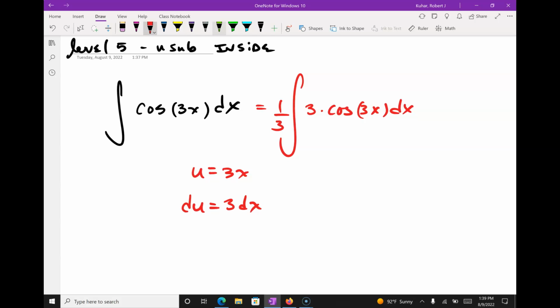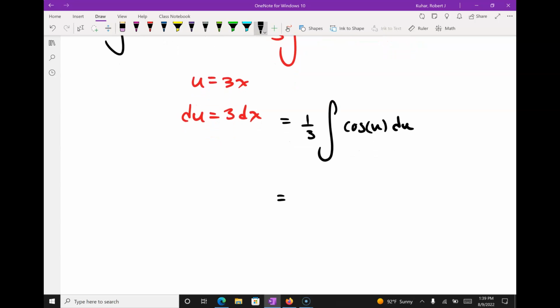But now I recognize, underlined in green, what do I have? Good. And what do I have underlined in purple? Cos of what? Cos of u. So I have 1/3 integral of cos of u du. Oh, now I'm back to level 1. I know this antiderivative. Antiderivative of cosine is sine. So sine of u plus c. But u was 3x. So 1/3 sine 3x plus c.